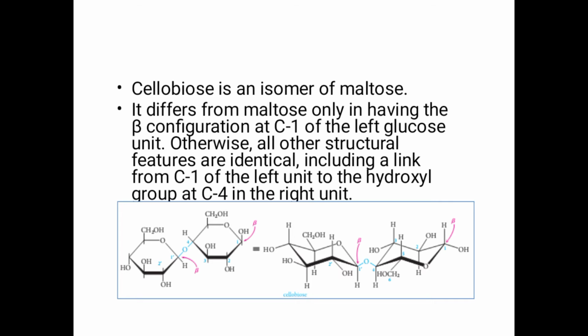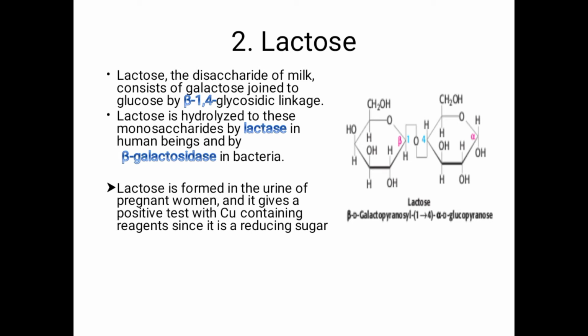Let us discuss the next one, that is lactose. This lactose is the disaccharide of milk. It is present in milk, and therefore it is also called milk sugar. It is composed of galactose joined to glucose by a beta 1,4 glycosidic linkage. That is how lactose is formed.